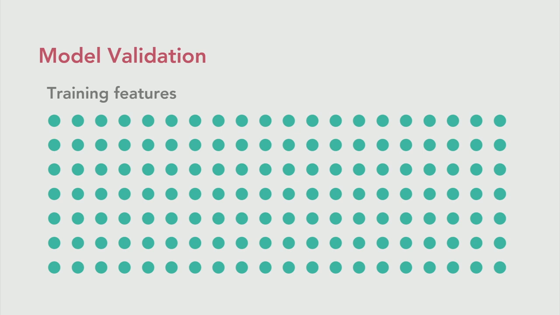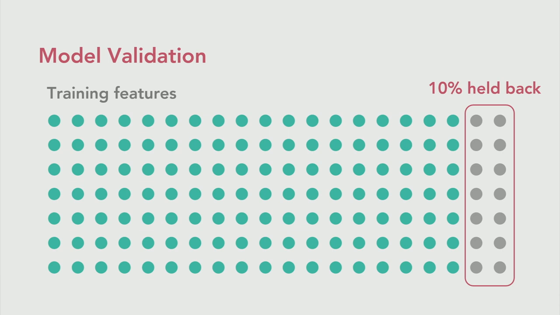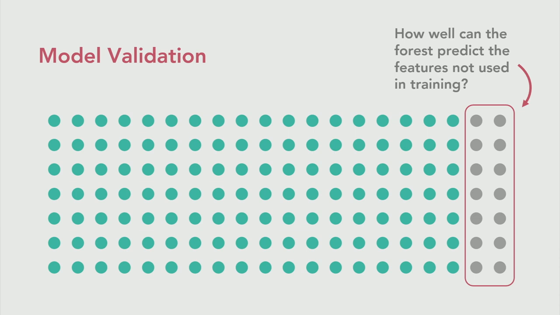And then we also have some model validation options. By default, 10% of your training features are held back for validation purposes, which means that the 10% is randomly selected and it's not used at all to train your model. It's only brought out at the end to validate your model. So after your model has been trained, we run that 10% back through the whole forest this time, instead of just the individual tree. And we see how well the forest can predict that 10% that was not used to train the model.